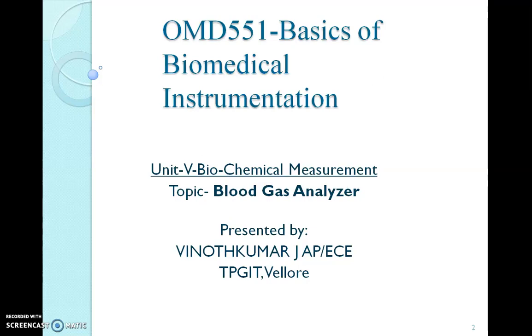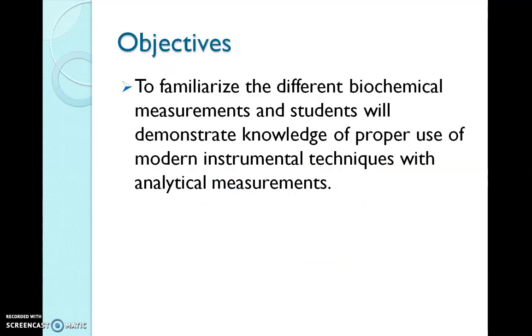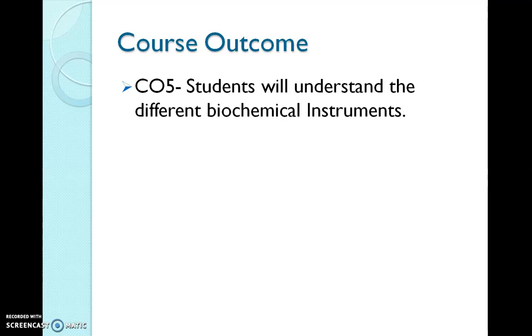Now I am going to present a video lecture on blood gas analyzer, which comes under Unit 5 Biochemical Measurement in the subject Basics of Biomedical Instrumentation. The main objective of this unit is to familiarize students with the different biochemical measurements, and students will demonstrate knowledge of proper use of modern instrumental techniques with analytical measurements. The main course outcome is that students will understand the different biochemical instruments.